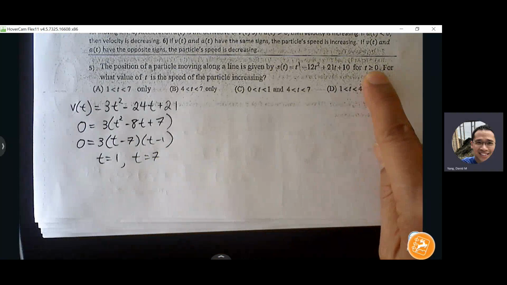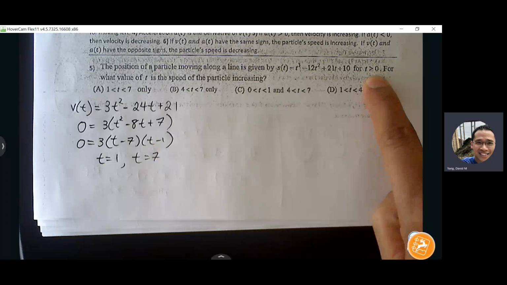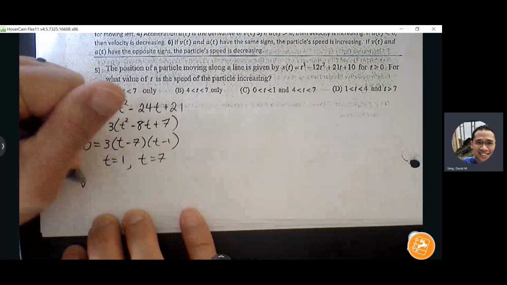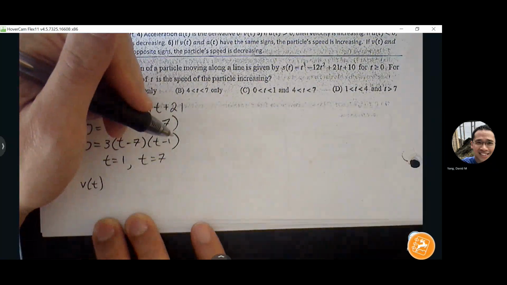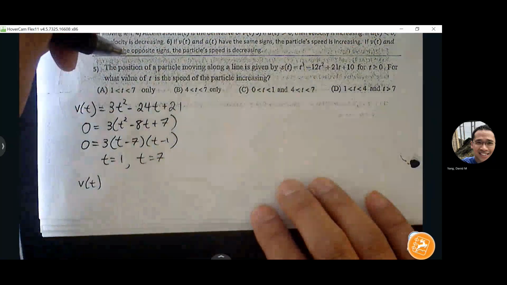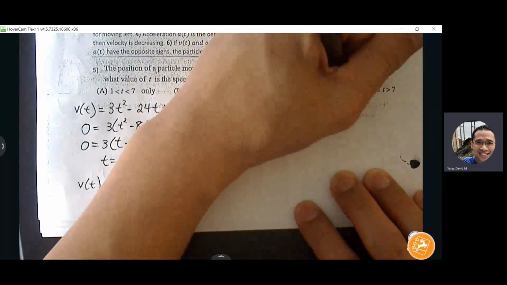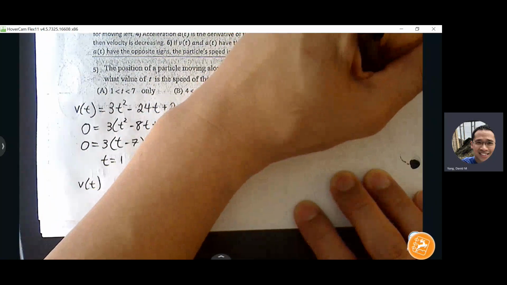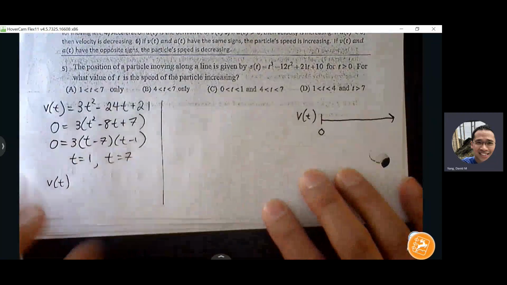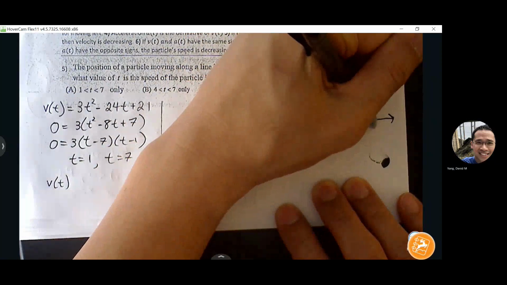The only criteria that we have for our sign line is that it's going to be positive, so we're going to start at 0 and move forward. So, velocity sign line. I'm going to put my velocity sign line here so I can eventually line everything up with the acceleration. So I want 0 to be my starting point, then 1, 7.